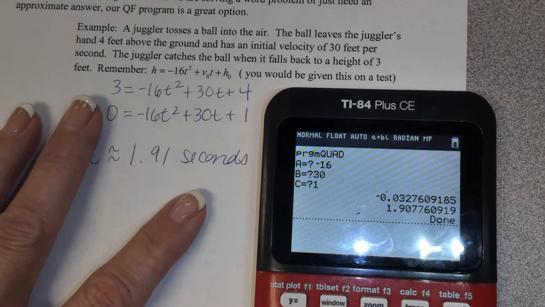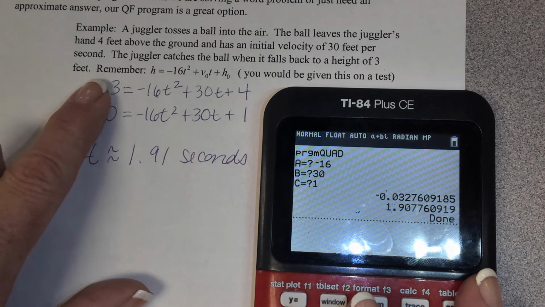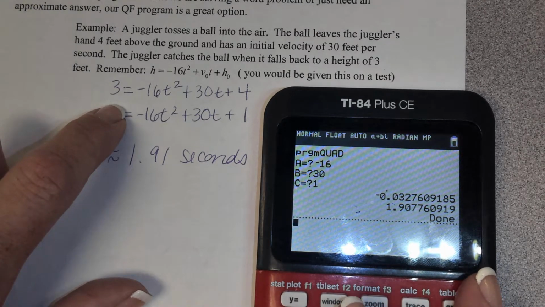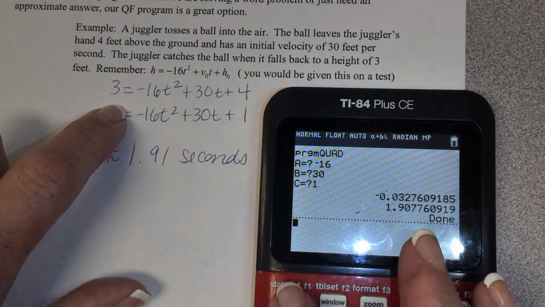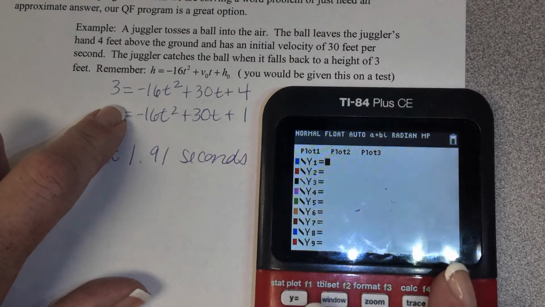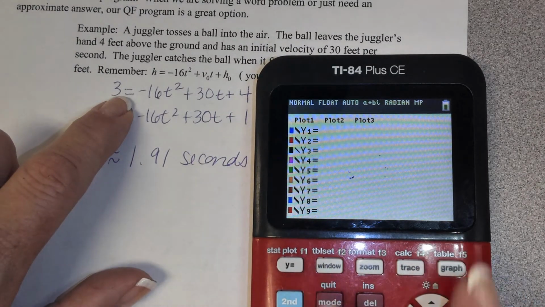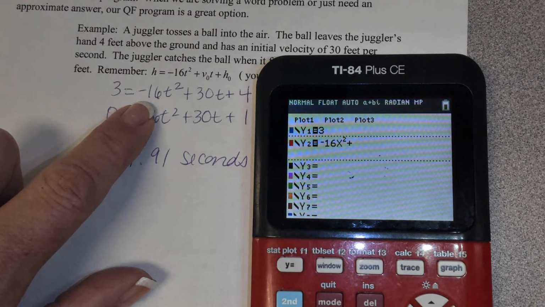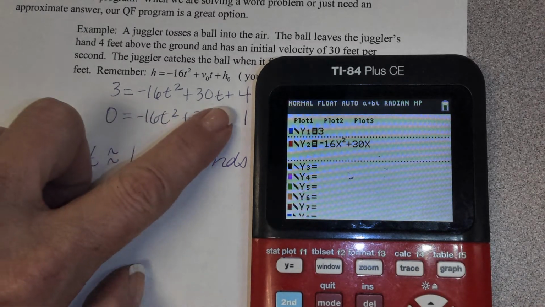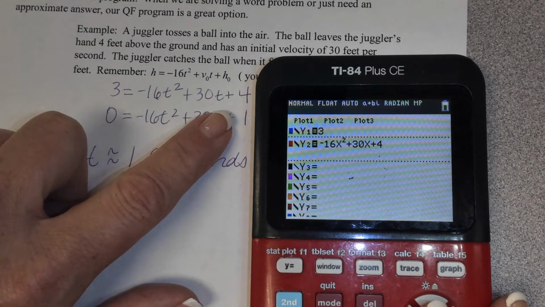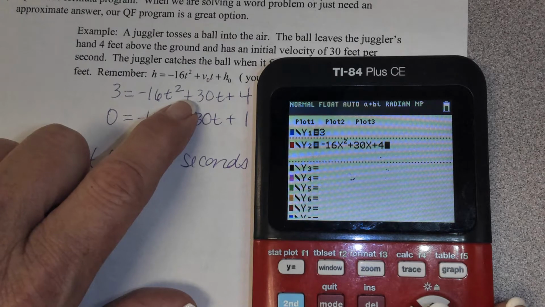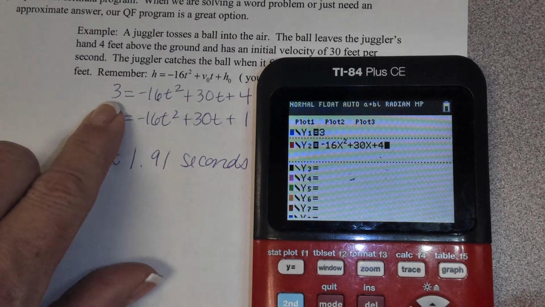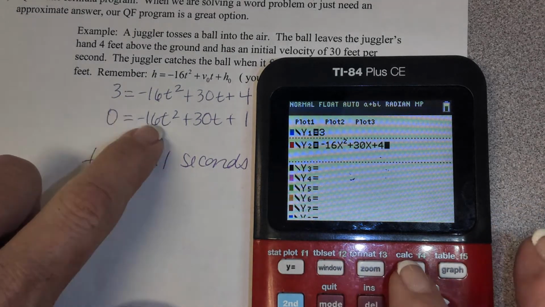Now, some people had a hard time putting this program in their calculator. Let me show you another way you could have done this. Let's say you never did get the program in there. Go to y equals. This is 3. This is -16x squared plus 30x plus 4. Going back to the original, I want to know, when is this equal to 3? I'm going to graph it.